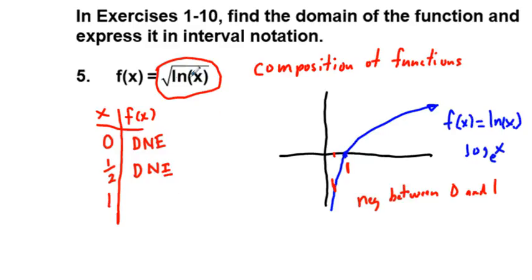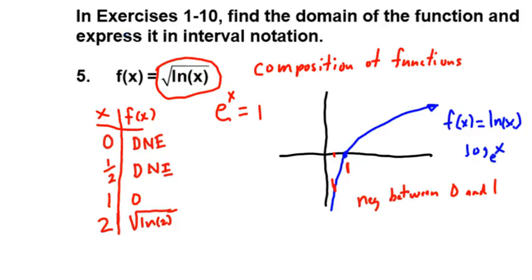Well, 1. If we input 1, the logarithm of 1, so that's e to what power equals 1? Well, that's e to the 0 power. So we have 0, and the square root of 0 is 0. And then if we plug in a next higher number 2, we're going to get the square root of the natural logarithm of 2, which is a square root of a positive number.